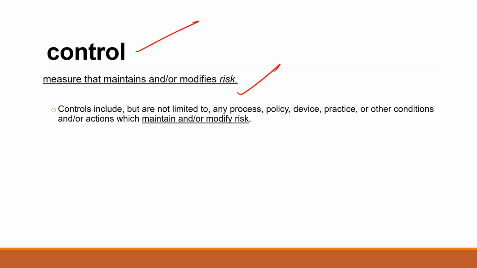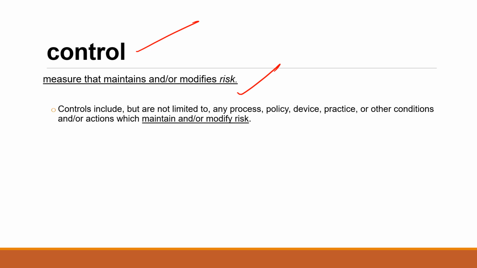What is the purpose of putting these controls? The purpose is to bring the risk within the acceptable limit. You do the risk assessment and see that this is a risk going beyond your acceptable limit. You need a control by which you can modify that risk. That's what it's all about.